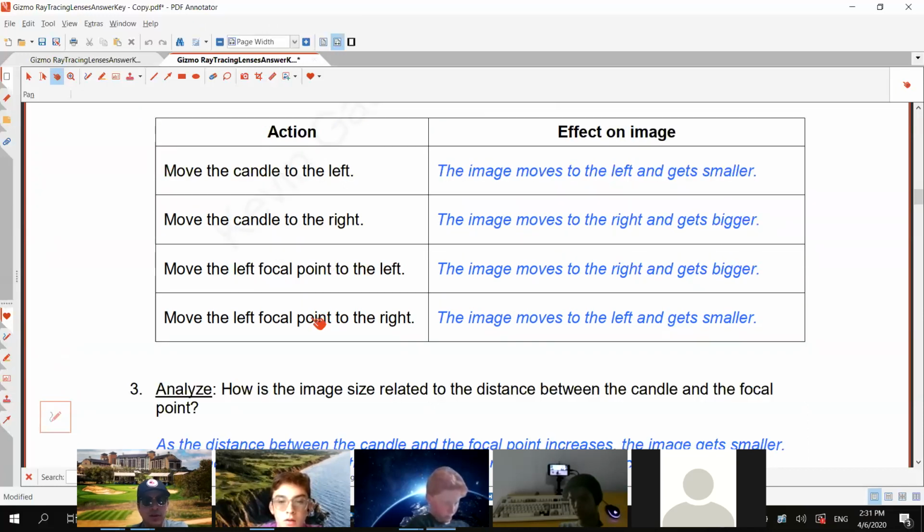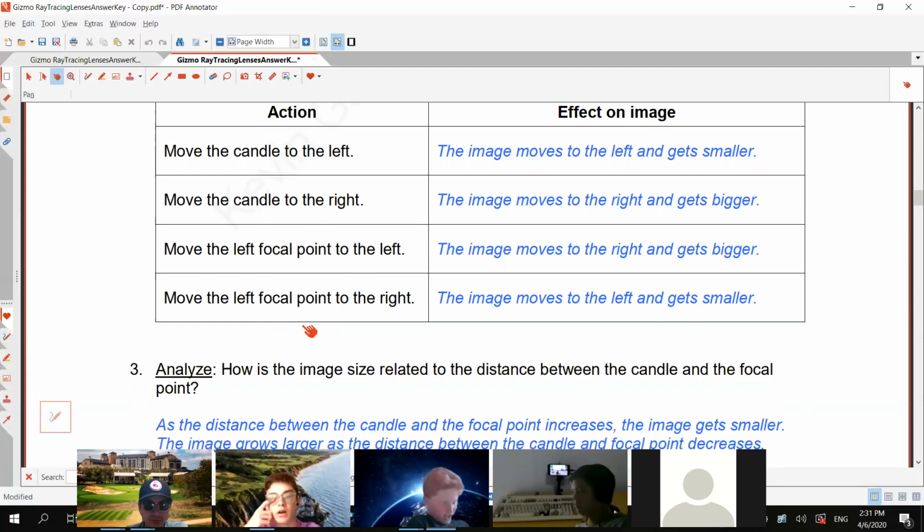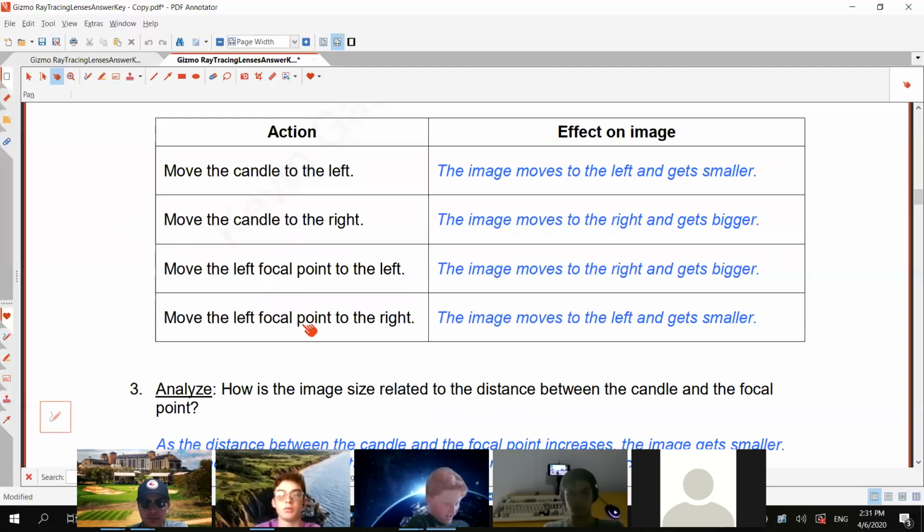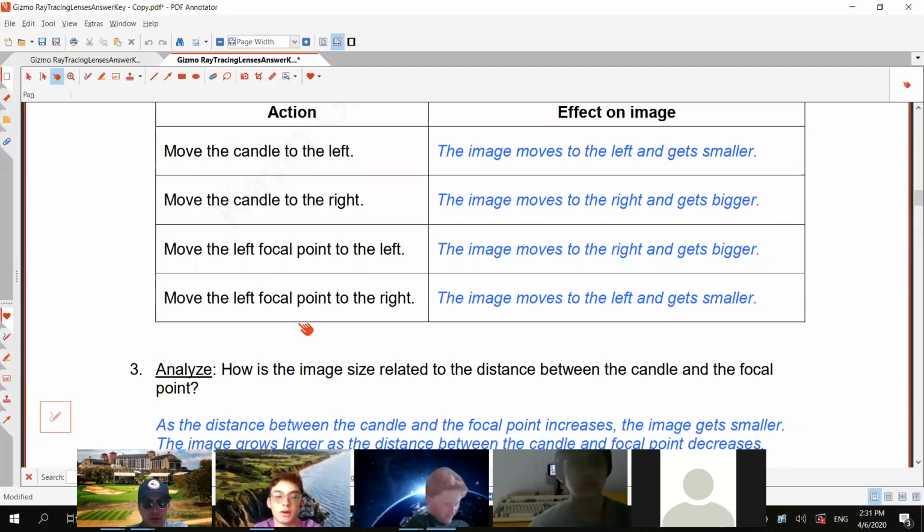So what do you guys learn from this? That for the first one, if you moved it to the left, it would move the same way and get smaller. But then the second one, if you moved it right, it would also move right and get bigger. And then the other two is the opposite.